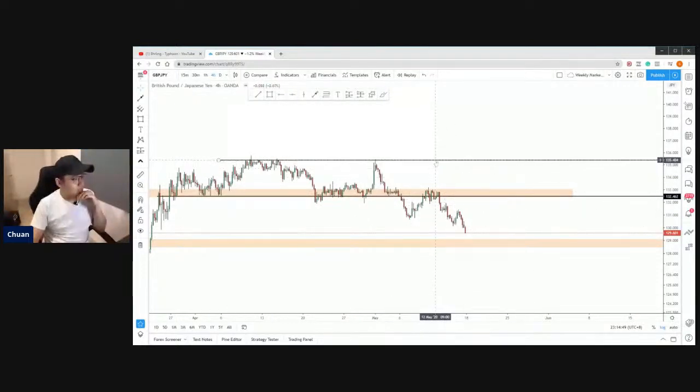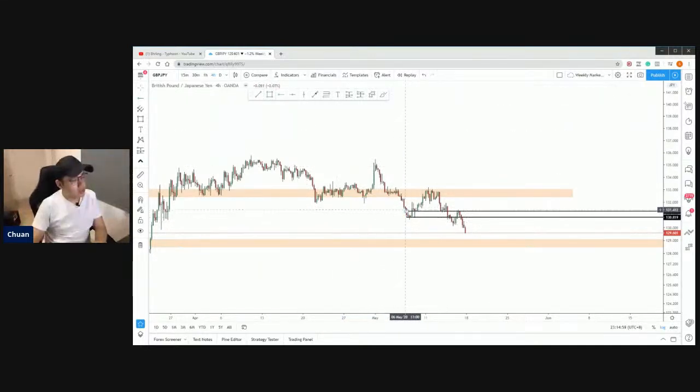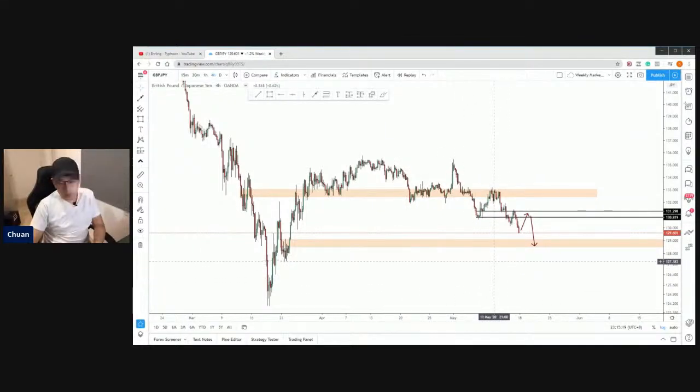So my suggestion is, let me delete this, that we wait for the market to do a pullback to this zone. This is the zone I call a short zone, meaning that previously this zone was a support level and now turns into a resistance level. I will suggest you wait for the sell signal at this zone and just target about 128.58 or 128.6, about this level.